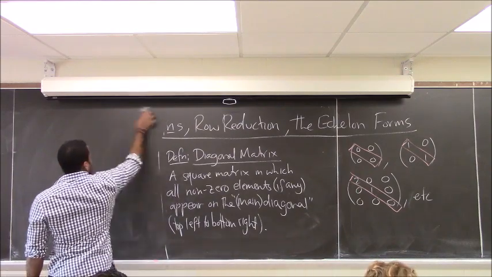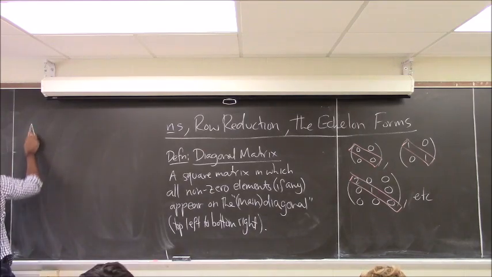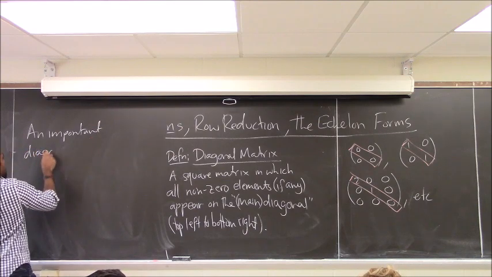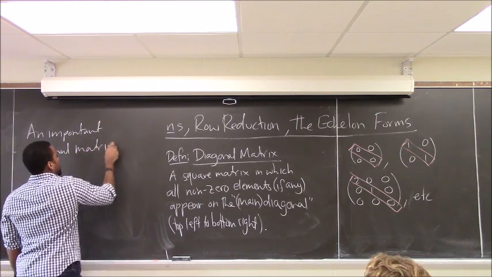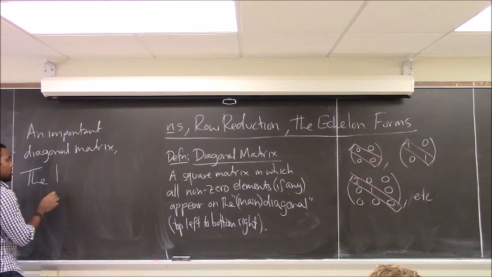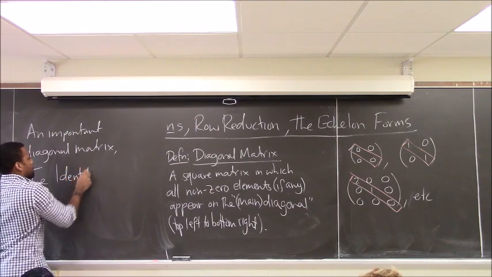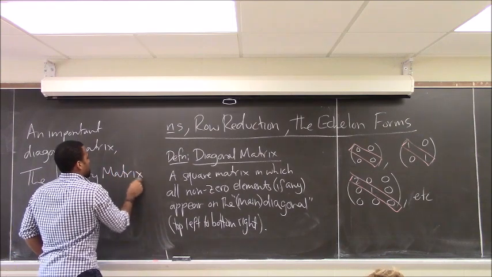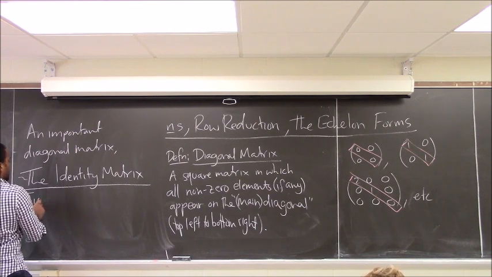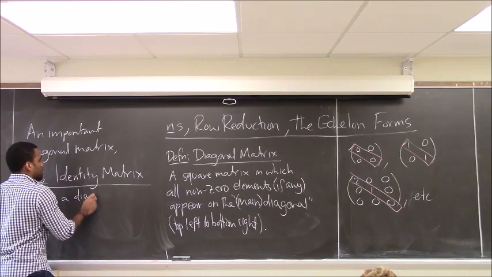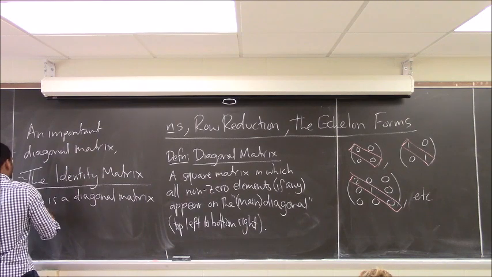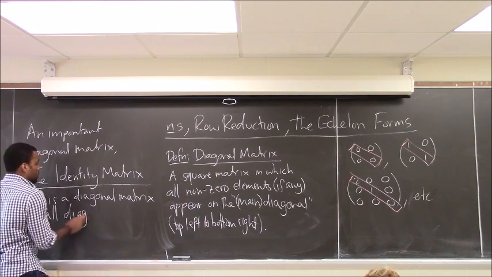Now there is one important kind of diagonal matrix. It's called the identity matrix. And even that, I shouldn't really use the. You can have many kinds. Really the wrong word here. But this is a diagonal matrix with all diagonal entries equal to 1 specifically.